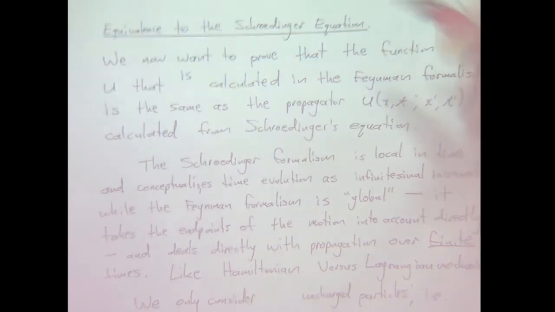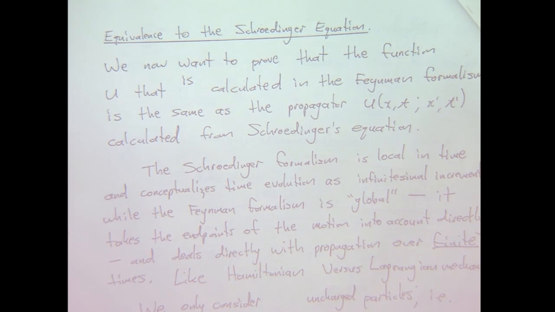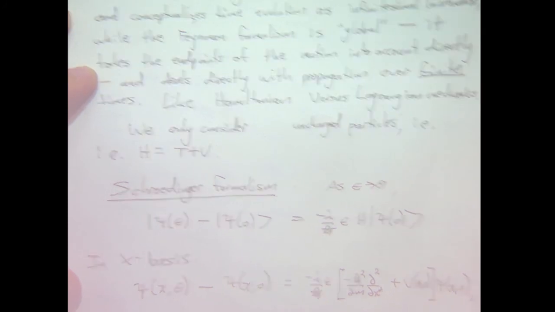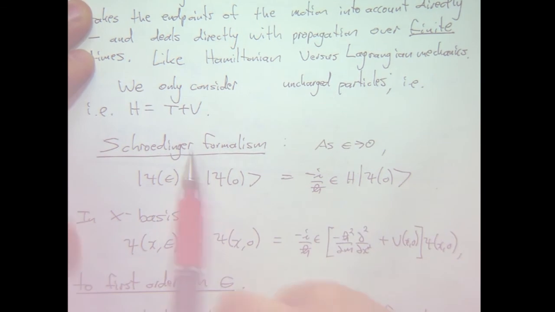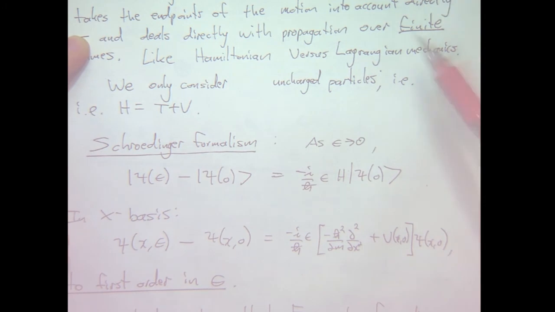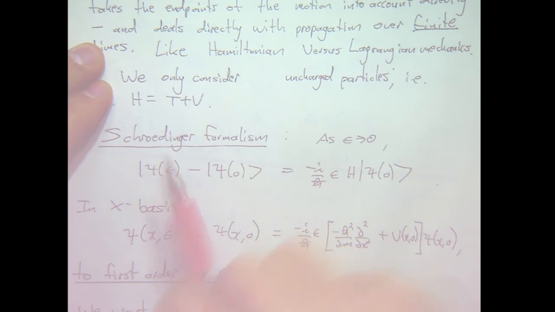Right, let's finish this off. So first of all, prove in general that the Feynman formalism gives a propagator that really is the same as the Schrodinger propagator. But we're only doing this for uncharged particles. So the Hamiltonian is just the sum of the potential and kinetic energies. In the Schrodinger formalism, for very small time steps, and in fact, this is the key. The key is to look at very small time steps, because if you can prove it for one very short time step, then it will be true if you link the time steps together.